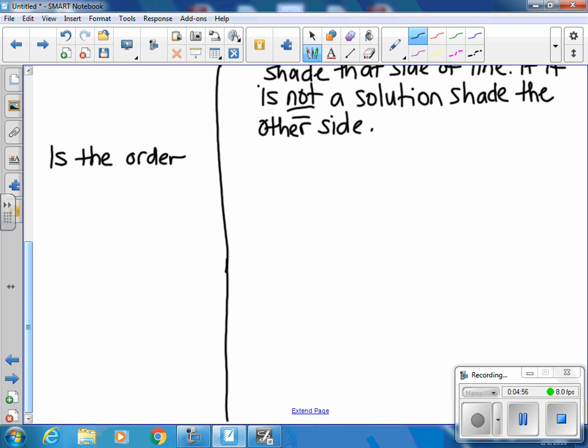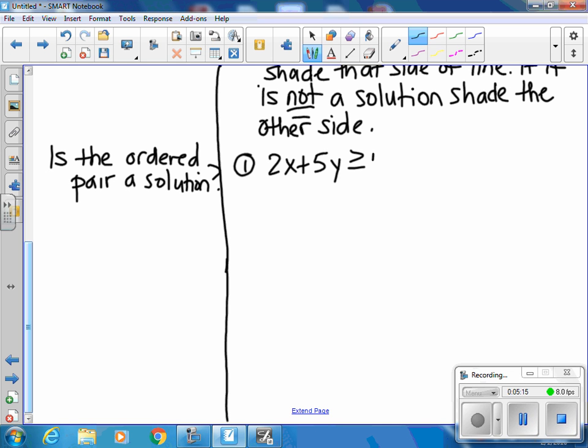is the ordered pair a solution? And we've done this before with equations, but the same question can be asked of an inequality, right? So if I give you, and I'm only going to do one of these because I think you'll catch on to them fairly quickly, the inequality 2x plus 5y is greater or equal to 10, and then I give you some ordered pairs to test. I want you to test out the ordered pair 1, 2, and the ordered pair 6, negative 1.